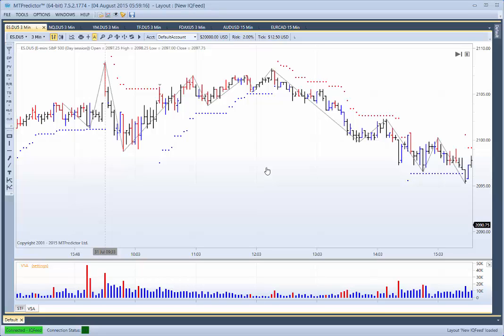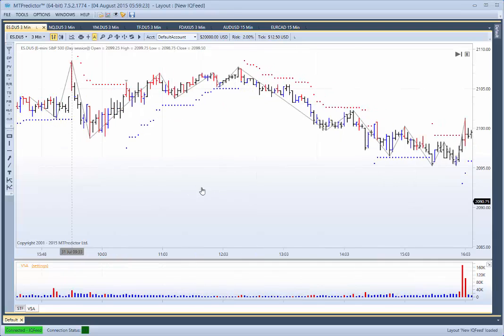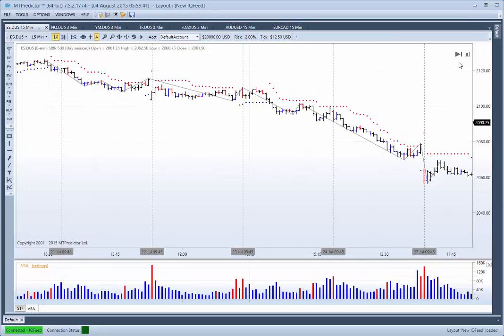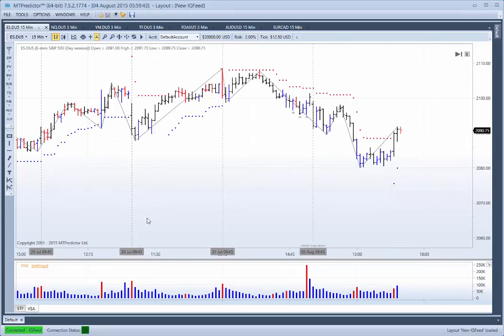So for this I want to go back to Friday the 31st of July on the ES. In particular, I want to have a look at this particular trade setup here on MTPredictor. You can see it's highlighted with a history triangle there at 10:27 on the 31st. So let's do what we did in the previous video, where we go to the higher time frame chart. In this case it's the 15-minute chart, and we place the DPs on the chart from previous pivots.